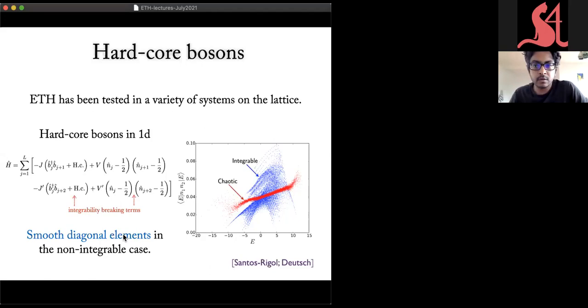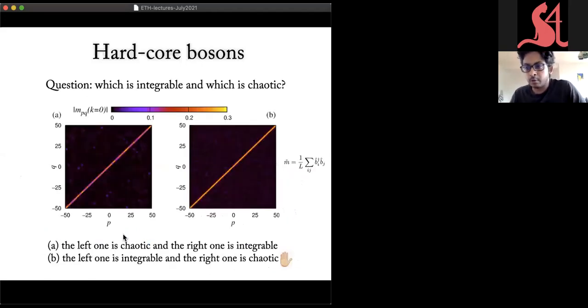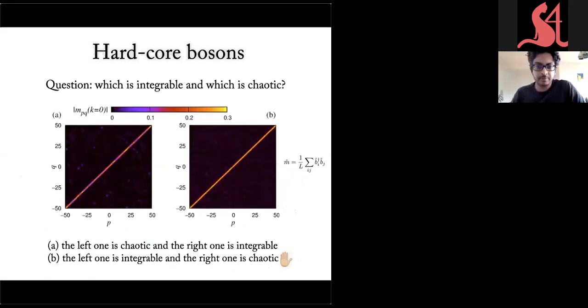Okay, very good. So now, question. This is a matrix plot. This is the diagonal matrix elements, and these are the off-diagonal matrix elements of some system. One of them is integrable, and one of them is chaotic.